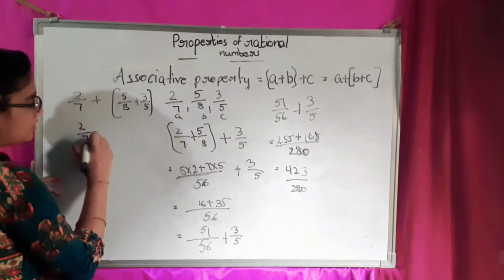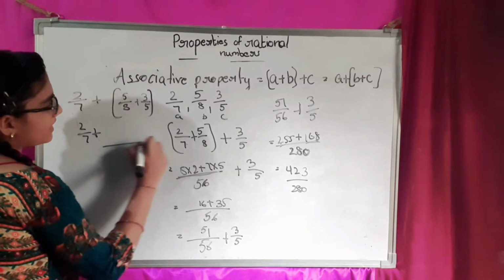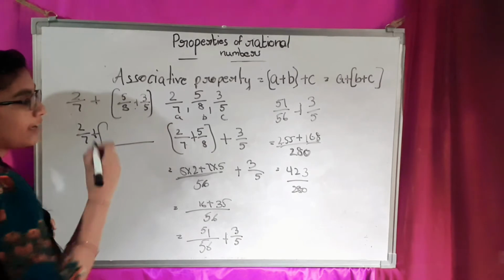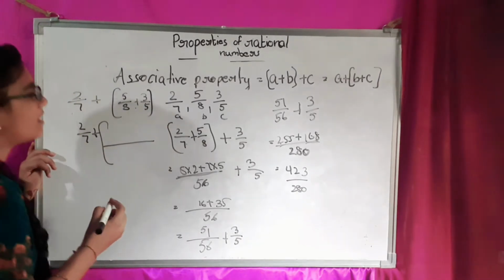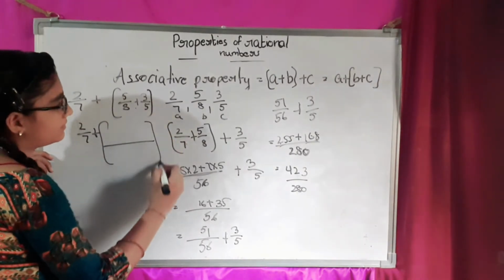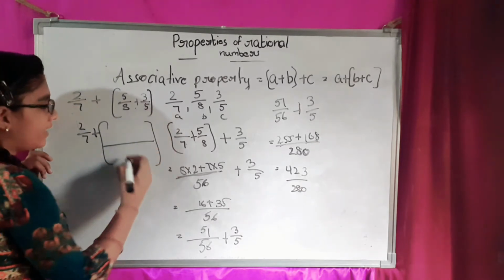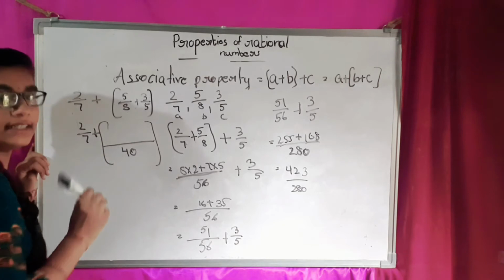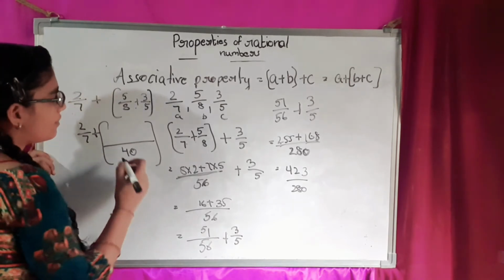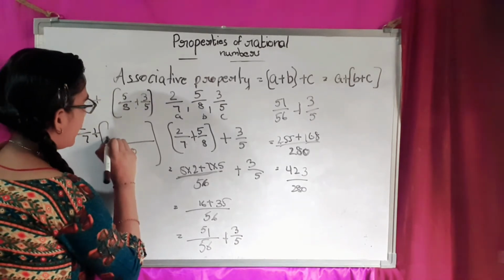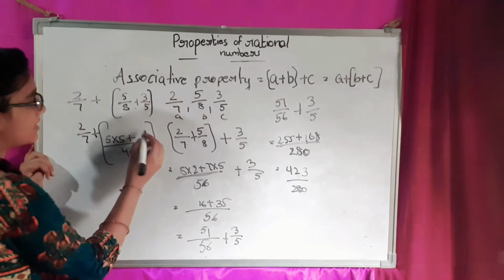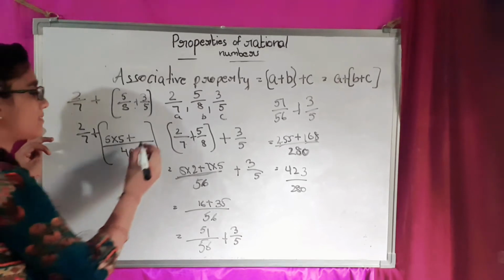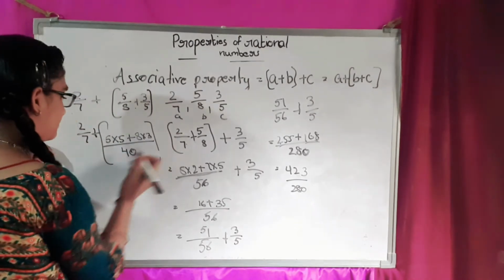Now we will do first this BODMAS rule. 8, 5, what is the LCM? 8 into 5, 40. In the 8 table, 40, how many times will it go? 5 times. 5 into 5 plus. In the 5 table, 40, how many times will it go? 8 times. 8 into 3.